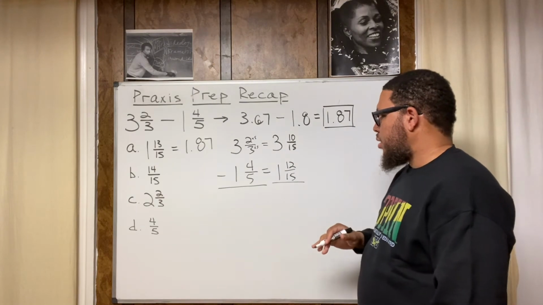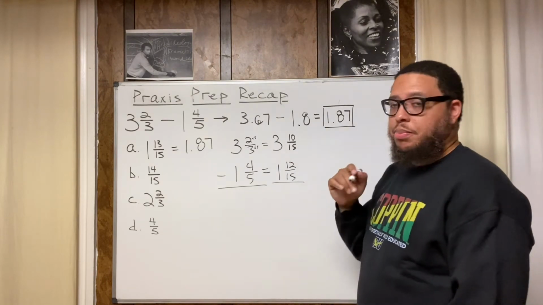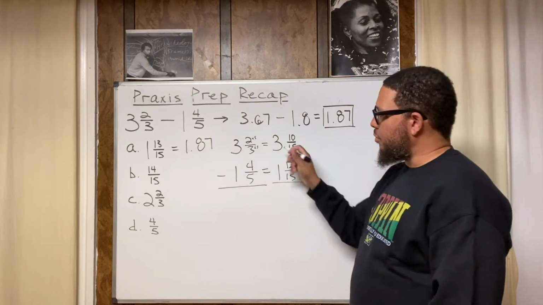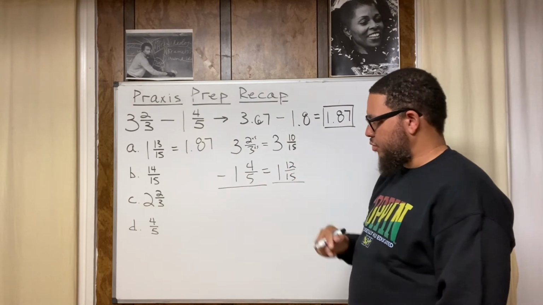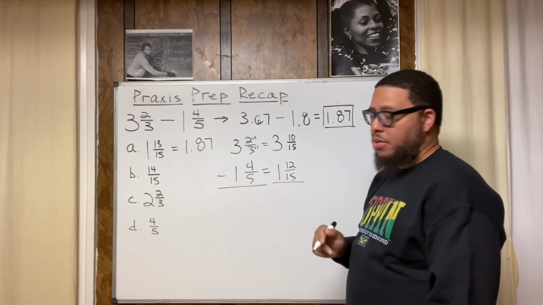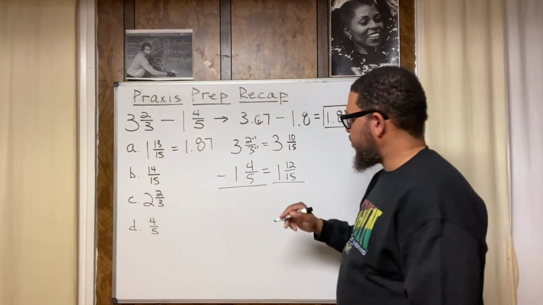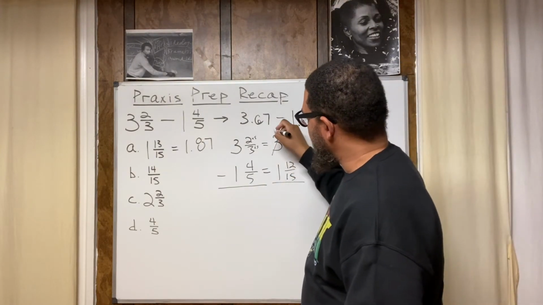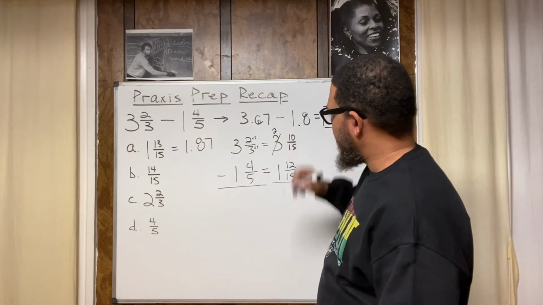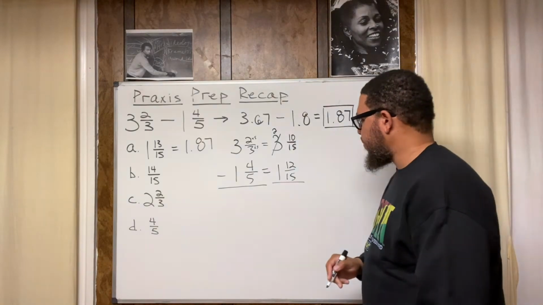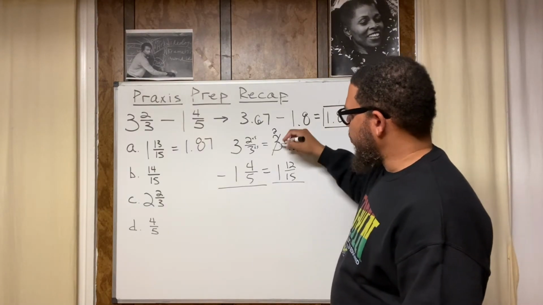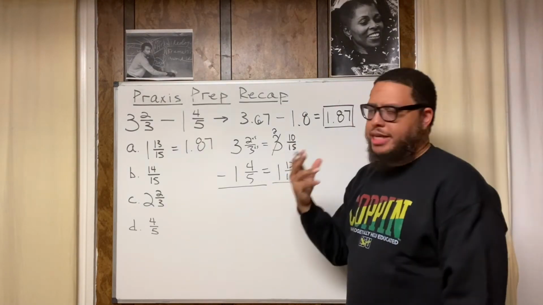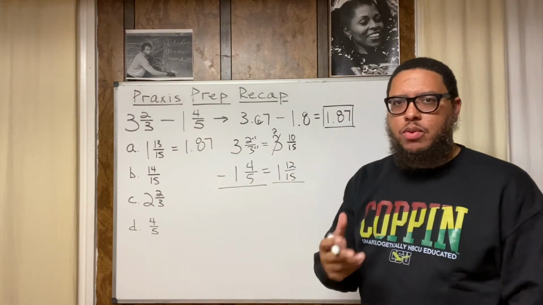Now, what do we do? We borrow. We're going to borrow from this 3. We're going to borrow a whole 1 from this 3. So this 3 is going to turn into a 2. Cross the 3 out, write a 2. So we borrow from the 3, and the 3 turns into a 2. But where does that 1 go? That's the question. Where does that 1 go?